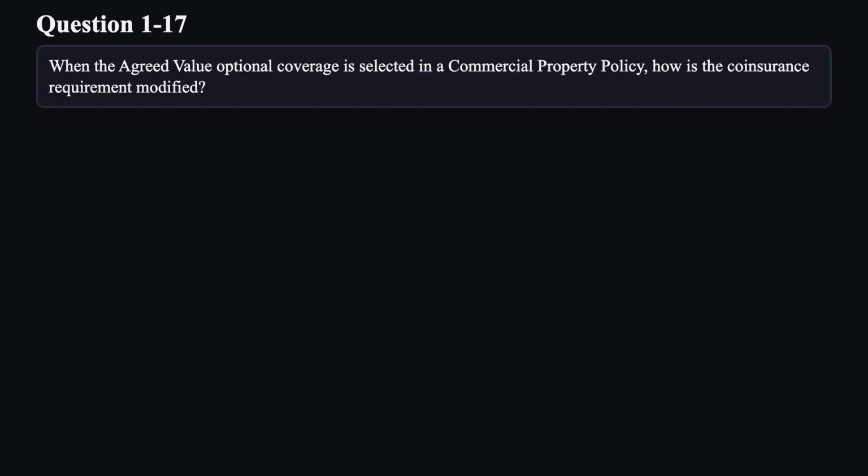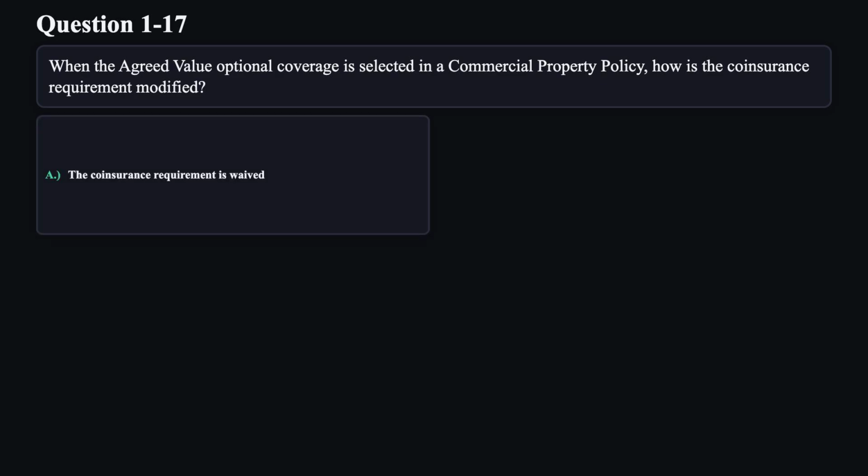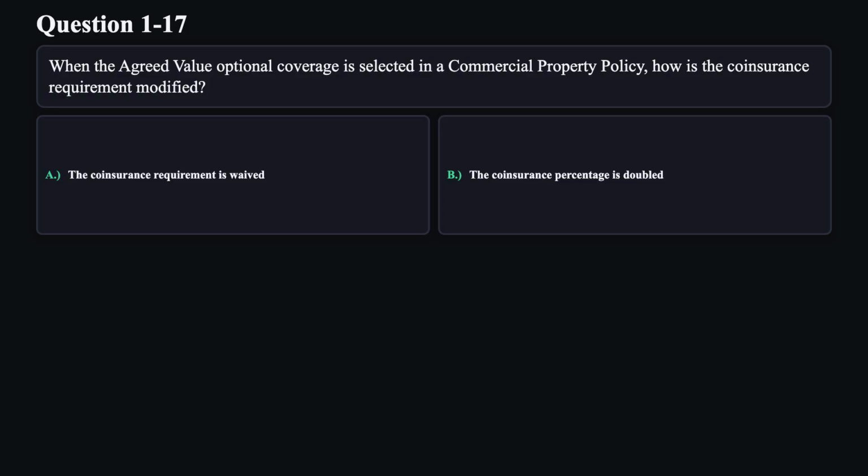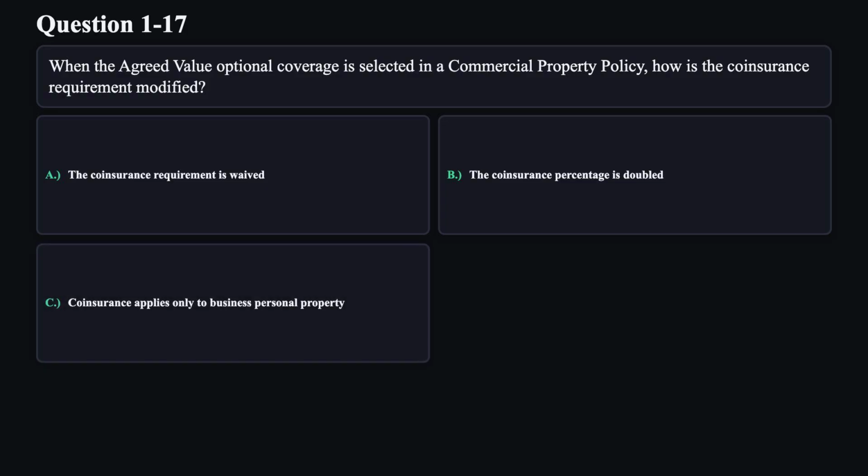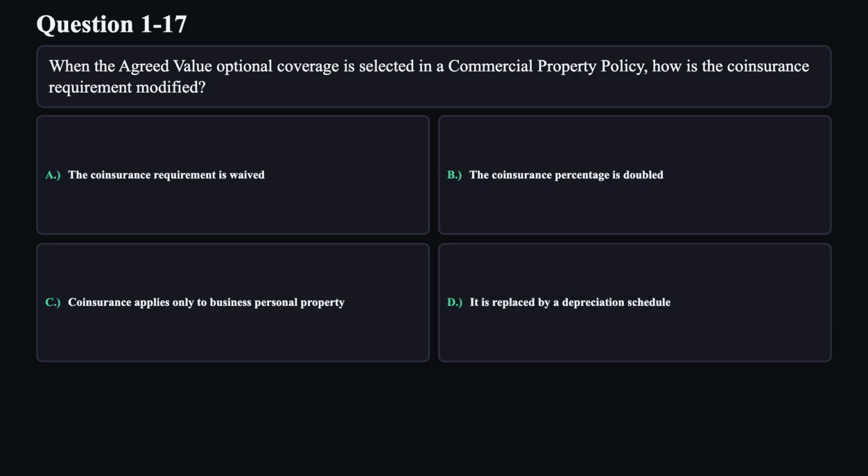Question 17. When the agreed value optional coverage is selected in a commercial property policy, how is the coinsurance requirement modified? A. The coinsurance requirement is waived. B. The coinsurance percentage is doubled. C. Coinsurance applies only to business personal property. D. It is replaced by a depreciation schedule.